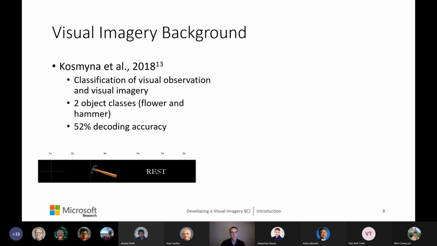So for her results, particularly for the observation periods when the picture was actually on screen, she had decent classification accuracy. However, when the image was taken away and the participants were asked to just imagine it, she was only able to find around 52% decoding accuracy, so right around chance level.